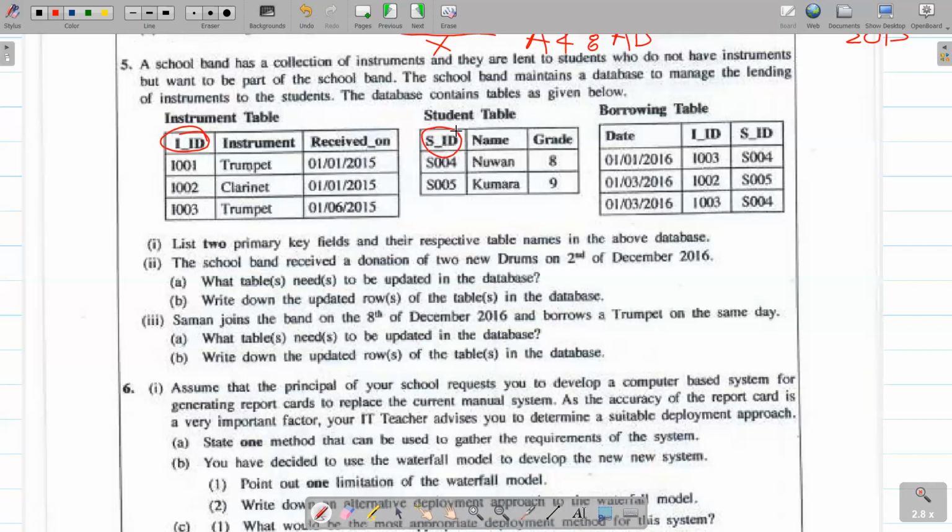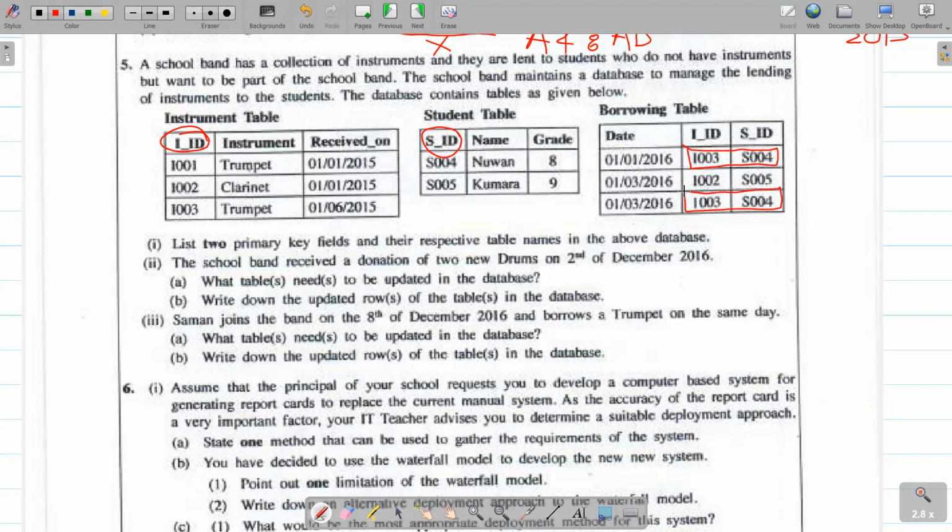And when it comes to the borrowing table, we can't just say IID, it has been repeated. We can't say SID, again it is repeated. And even by mistakenly, if you say IID and SID, even IID and SID is also repeated over here.